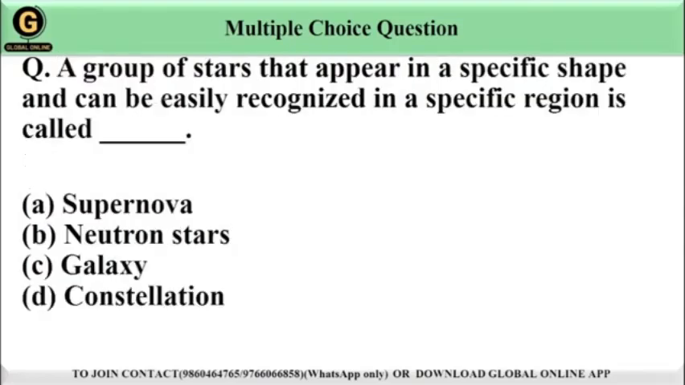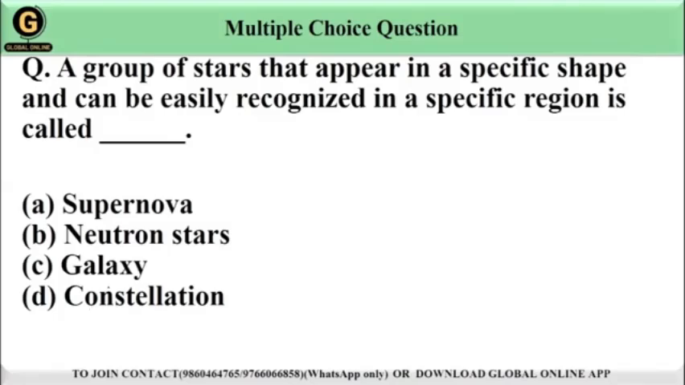A group of stars that appear in a specific shape and can be easily recognized in a specific region is called. Options are given: A, supernova, option B, neutron stars, option C, galaxy, option D, constellation. So guys, a constellation is a group of stars that forms a recognizable pattern or shape in the sky. These patterns are often named after mythological figures, animals, or objects.